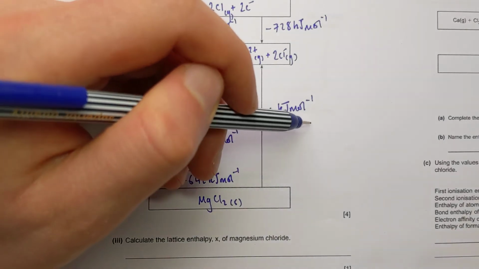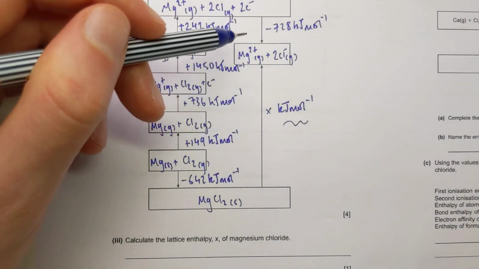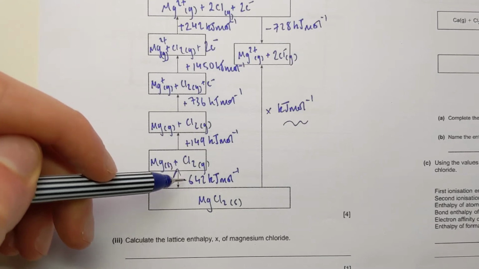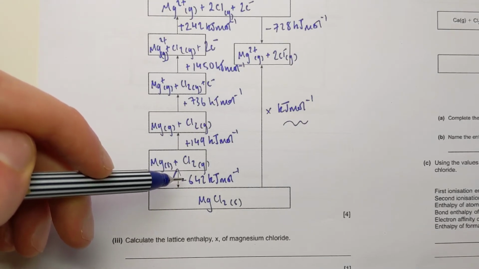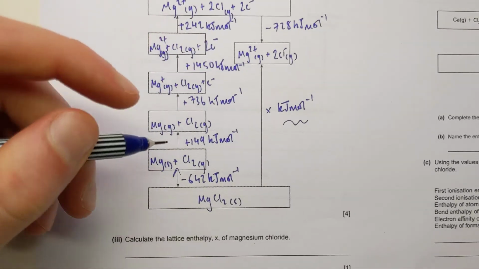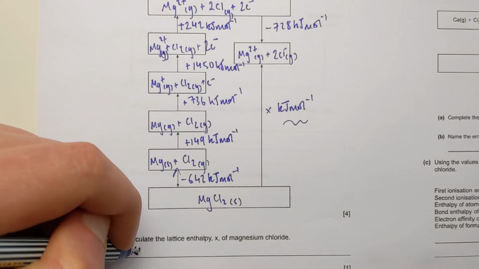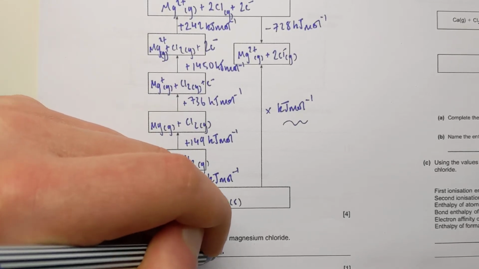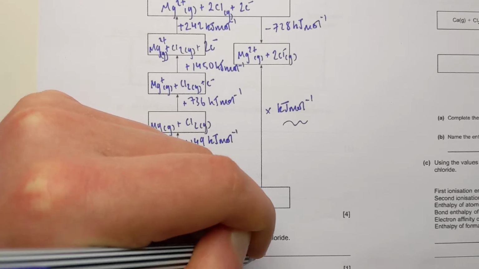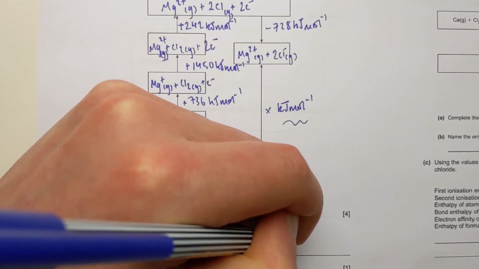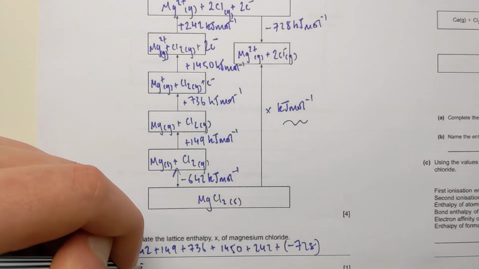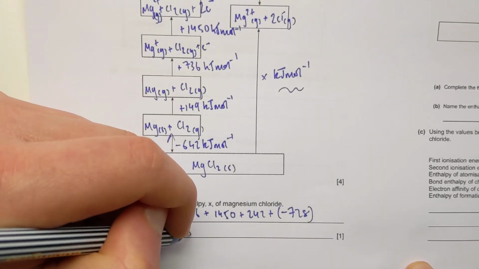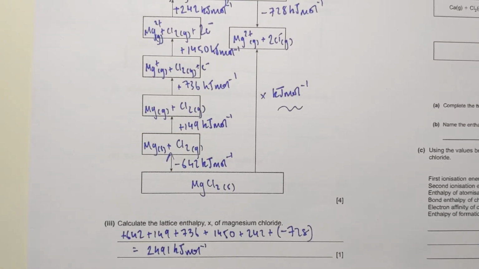So I want to calculate this x value here. I need an alternative route around that cycle. So I'm going to need to flip this arrow to make it plus, and I'm going to change it in the cycle, so that would make that question wrong. It's going to be plus 642, then adding the rest of the values as normal. So plus 642, plus 149, plus 736, plus 1450, plus 242, plus minus 728. In the calculator comes out as being 2491 kilojoules per mole.